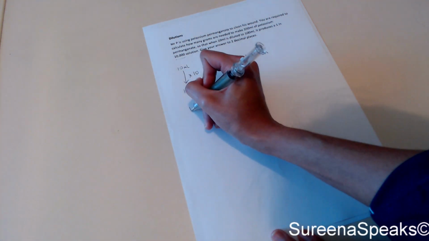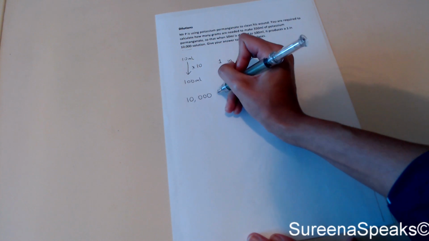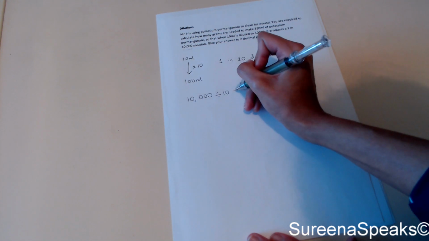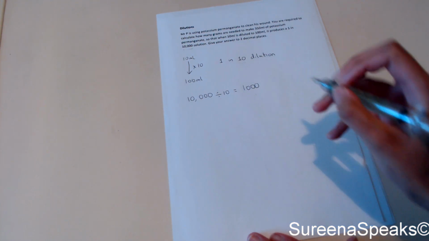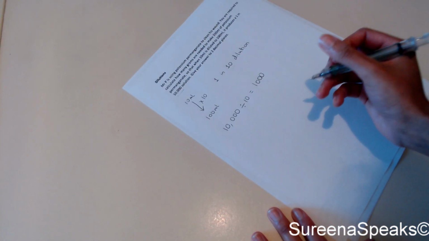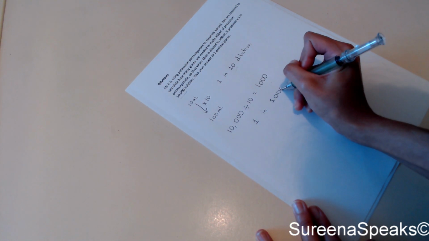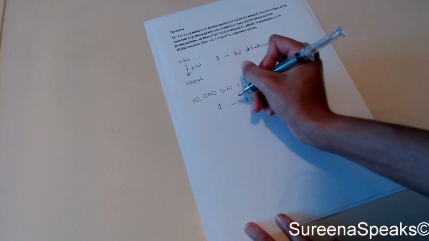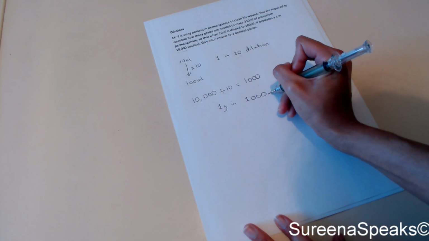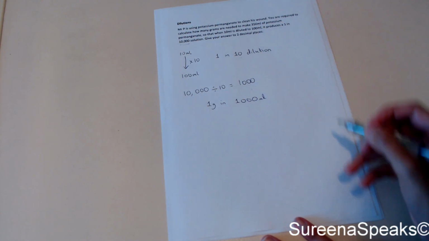So we have our 10,000. We're going to divide that by our 10 to leave us with 1,000. And what that 1,000 represents is our initial concentration, which is 1 in 1,000. So what does 1 in 1,000 mean? It means 1 gram in 1,000 ml. And we have 350 ml.